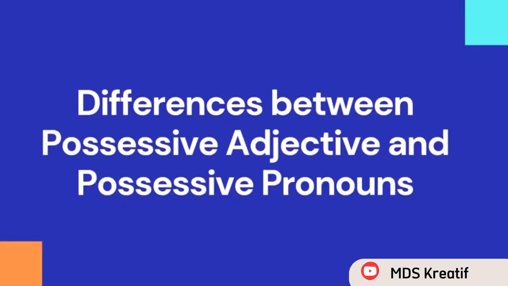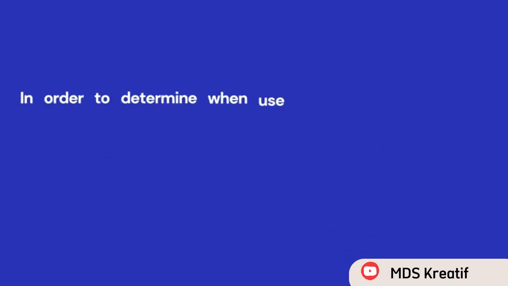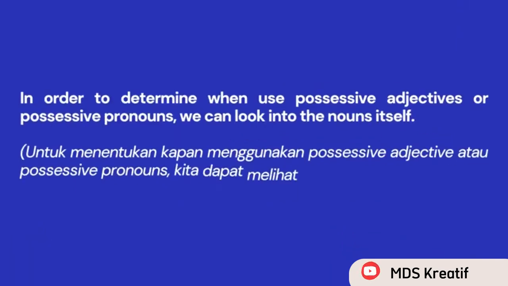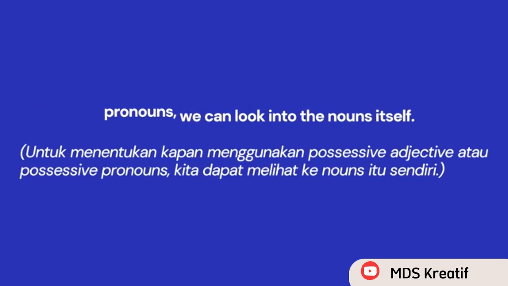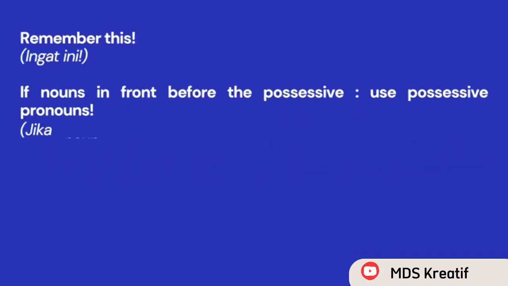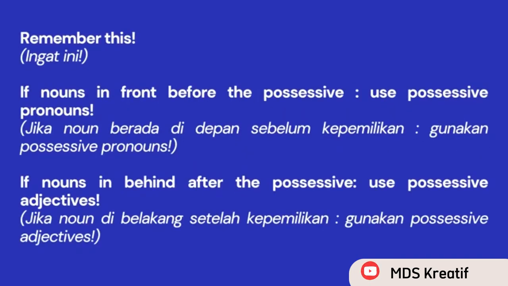Differences between possessive adjectives and possessive pronouns. In order to determine when you use possessive adjectives or possessive pronouns, we can look at the noun itself. Remember this: if the noun is in front, before the possessive, use a possessive pronoun. If the noun is behind, after the possessive, use a possessive adjective.